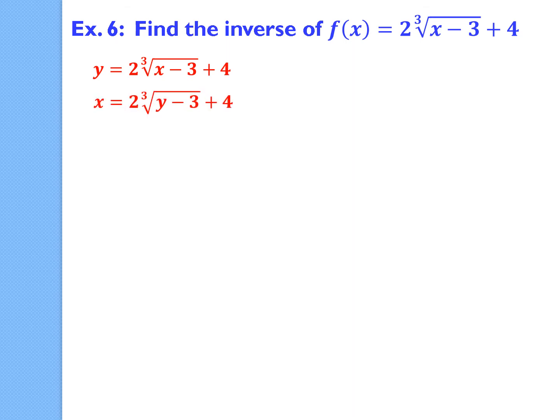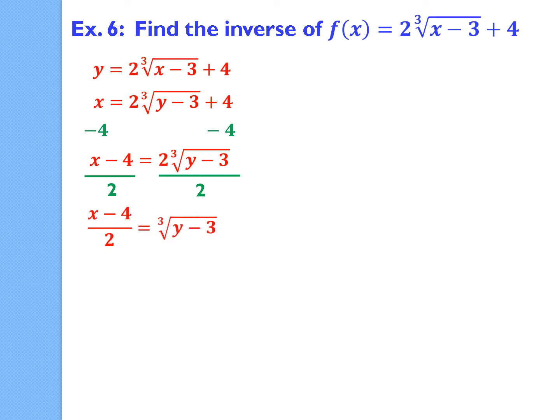Now I just have to resolve for y. So the first thing I have to do is I have to subtract that 4. And I get x minus 4 equals 2 times the cube root of y minus 3. Now, I'm going to go ahead and I'm going to divide by 2. So that gives me x minus 4 over 2 equals the cube root of y minus 3.